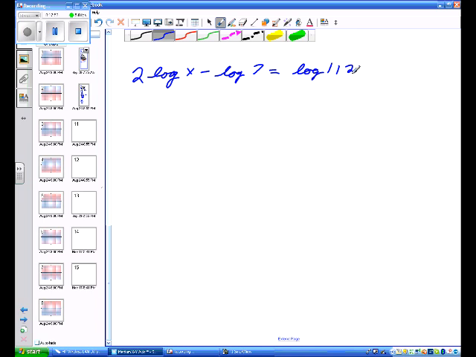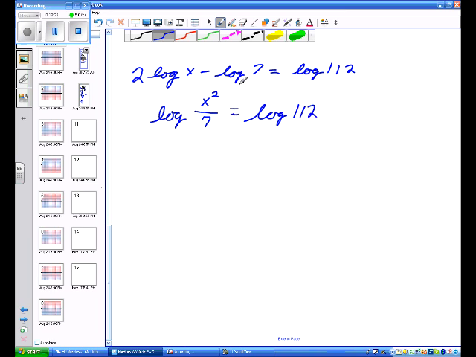Okay, when we look at this one, we already have logs, but we don't have a single log over here. We have a difference of logs over here. So we can't use that property that we were looking at, that if you have 2 logs equal, then the number's equal. But if we go back and we condense this side and write it as a single log, this would be log of x squared, power times the log, divided by 7 is equal to the log of 1/12.